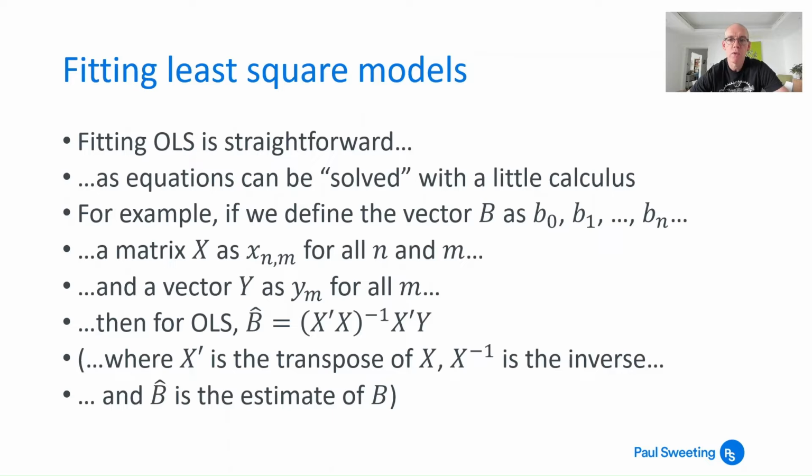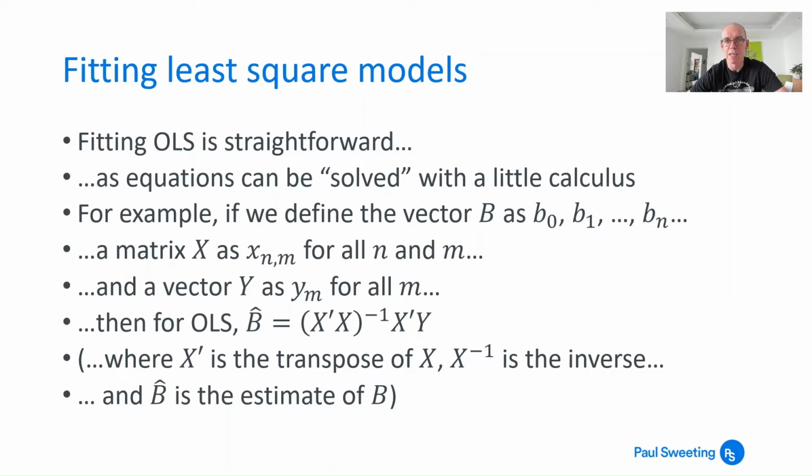So if you define a vector capital B as all of those little b's, b0, b1, all the way to bn, and you define a matrix capital X as xnm for all of those n variables and m firms, and you define a vector y as ym for all those m firms, then for ordinary least squares, b hat, the estimator of b, is equal to the inverse of x transpose x multiplied by x transpose y, which, as these things go, is actually pretty straightforward.